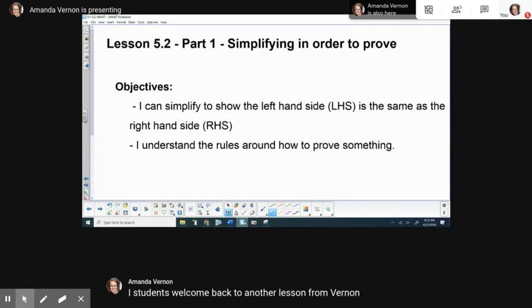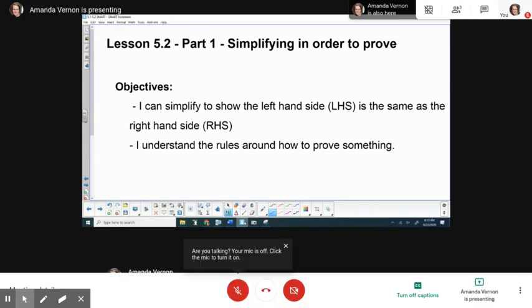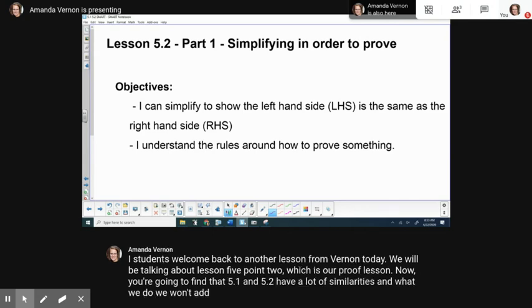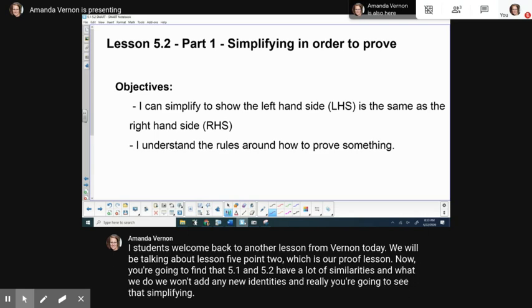Today we will be talking about lesson 5.2, which is our proof lesson. Now you're going to find that 5.1 and 5.2 have a lot of similarities in what we do. We won't add any new identities, and really you're going to see that simplifying is built into doing a proof.